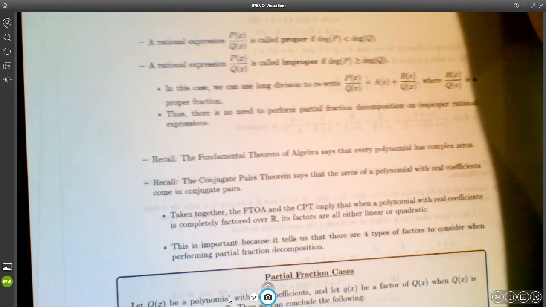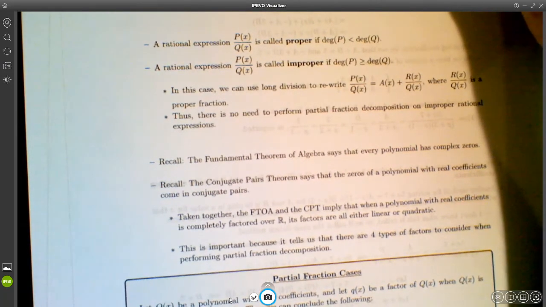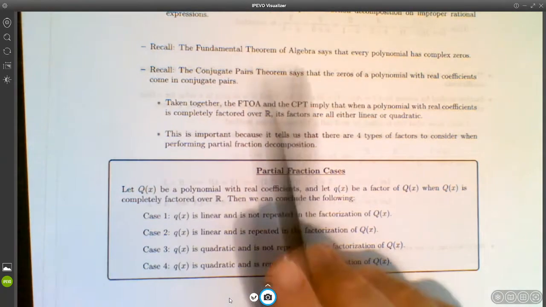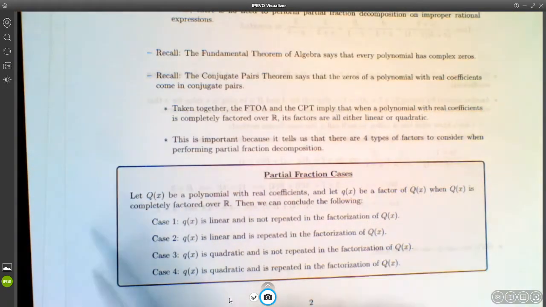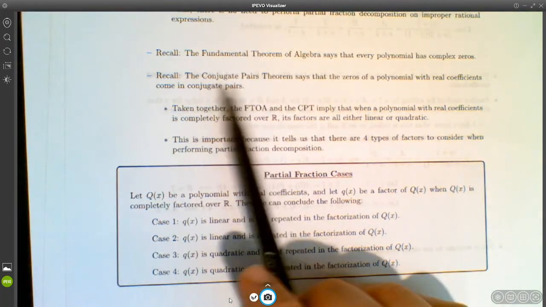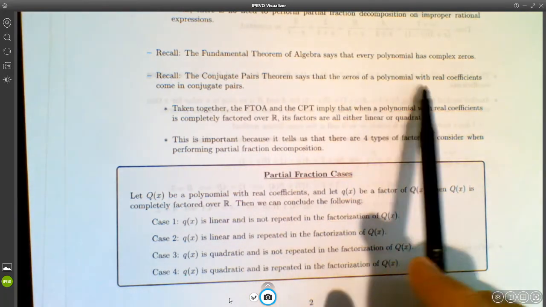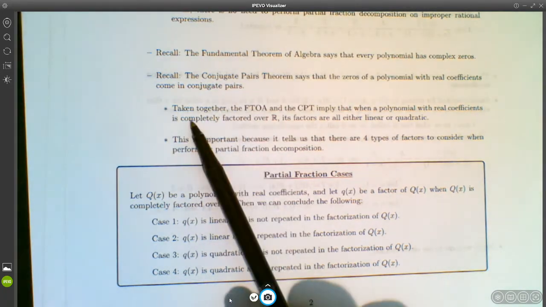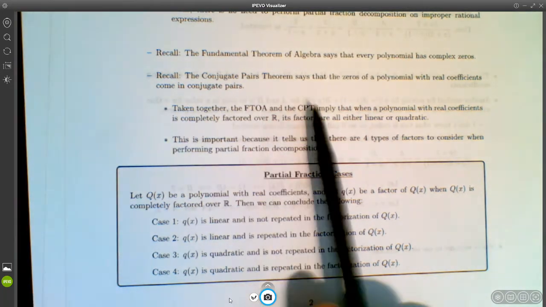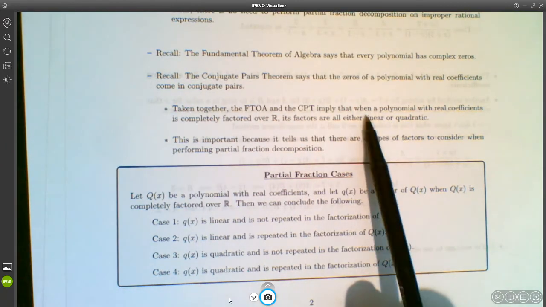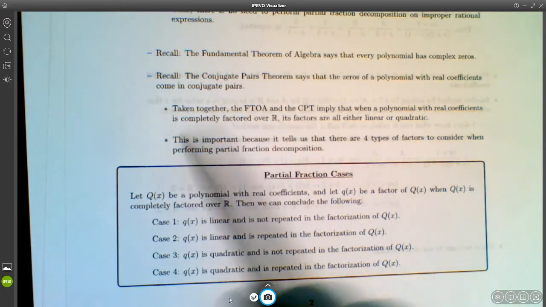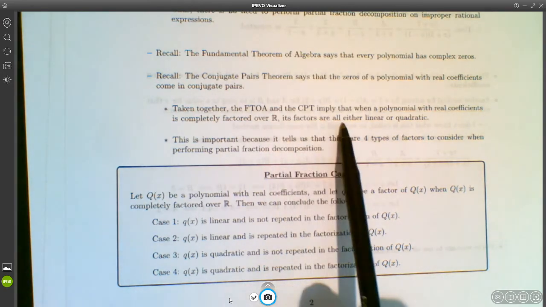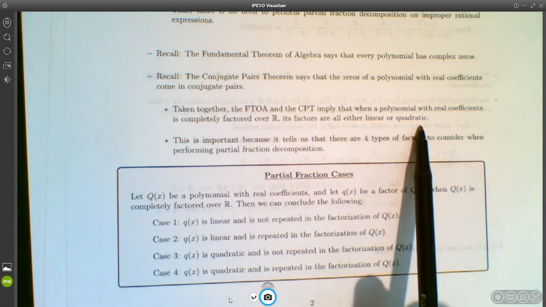Now, to answer the question, how do we know what format the decomposition should be? Well, the fundamental theorem of algebra says that every polynomial has complex zeros. The conjugate pairs theorem says that the zeros of a polynomial with real coefficients come in conjugate pairs. So, taken together, the fundamental theorem of algebra and the conjugate pairs theorem imply that when a polynomial with real coefficients is completely factored over the real numbers, its factors are either all linear or quadratic.